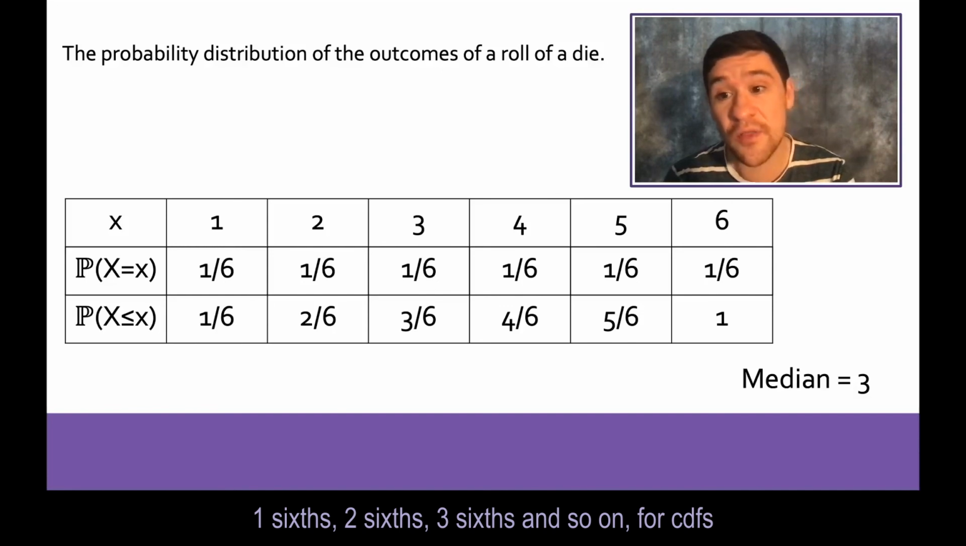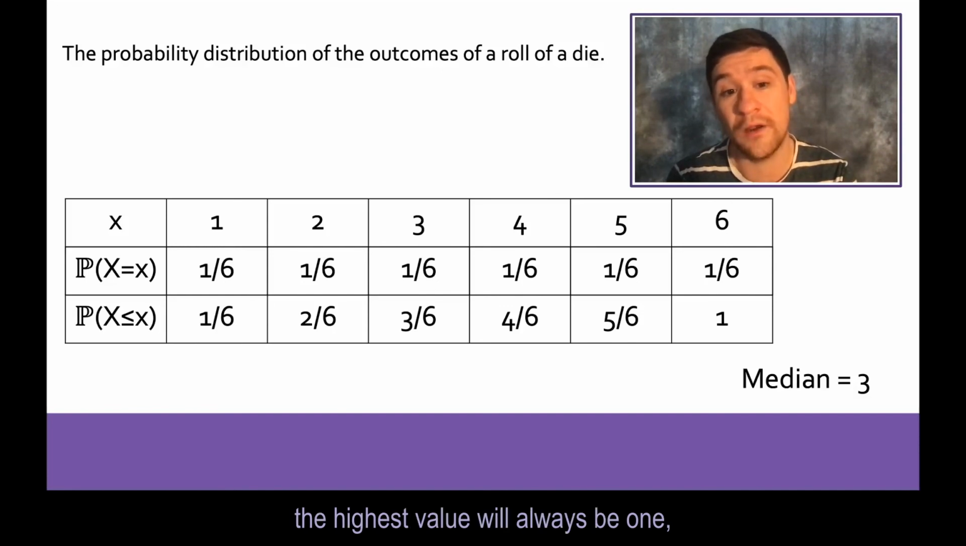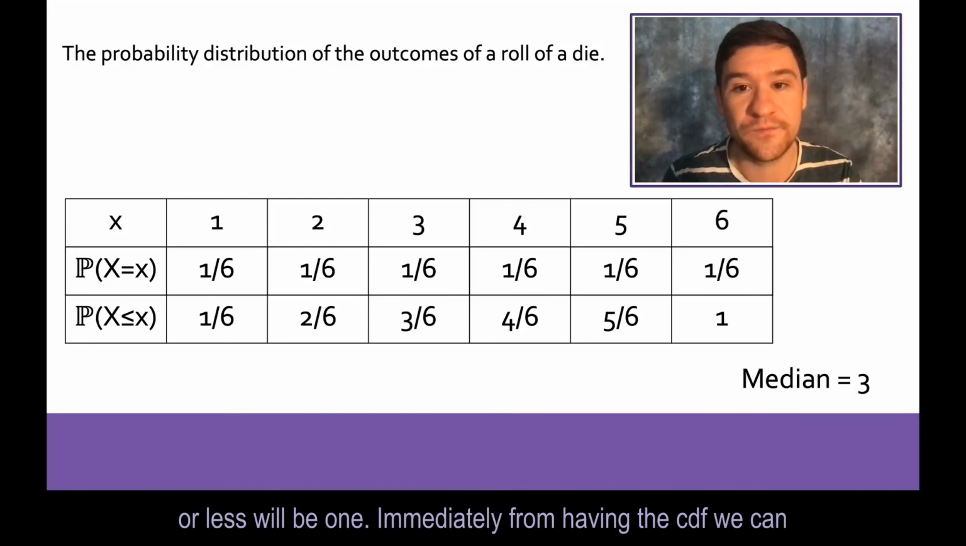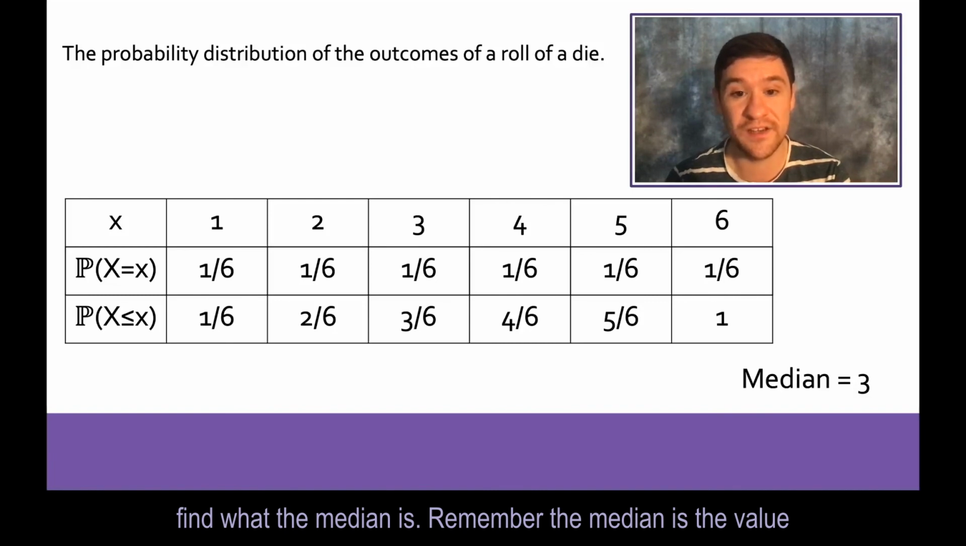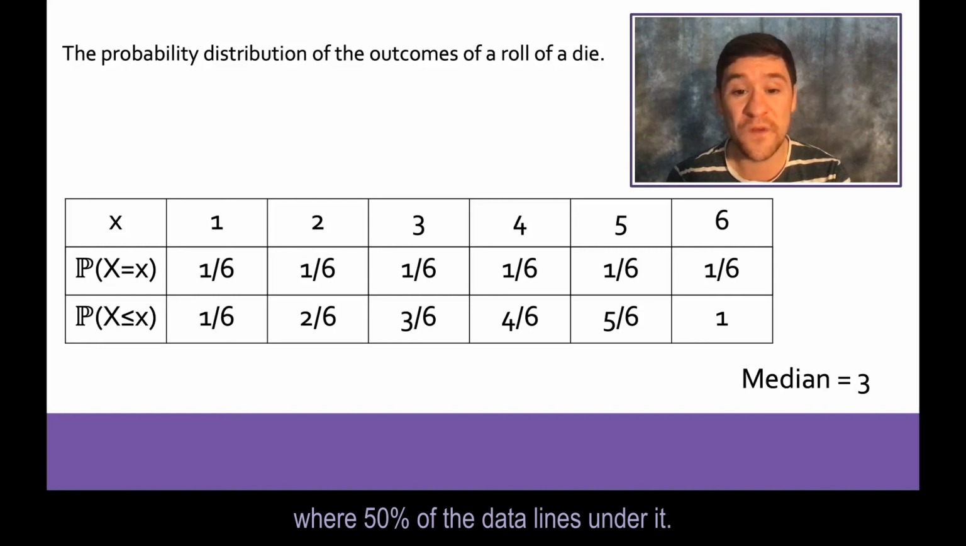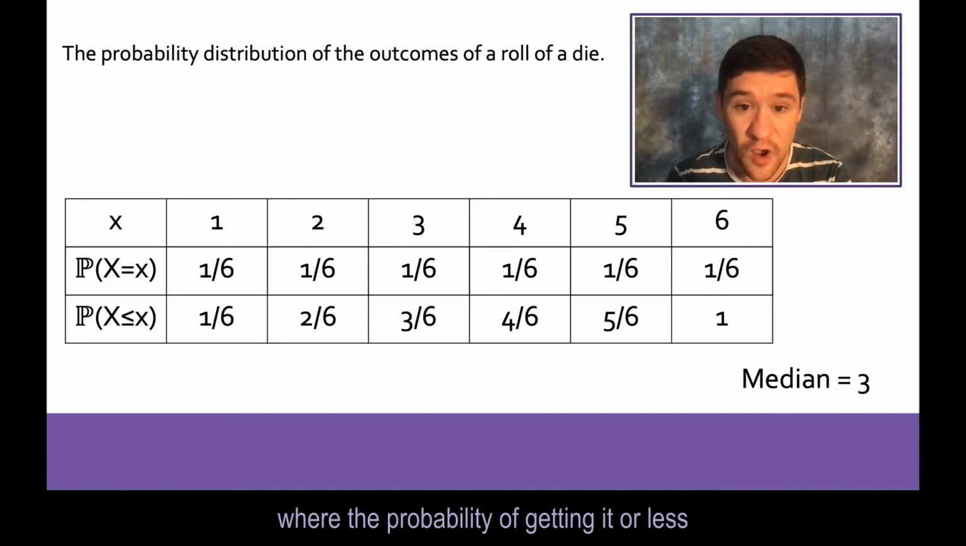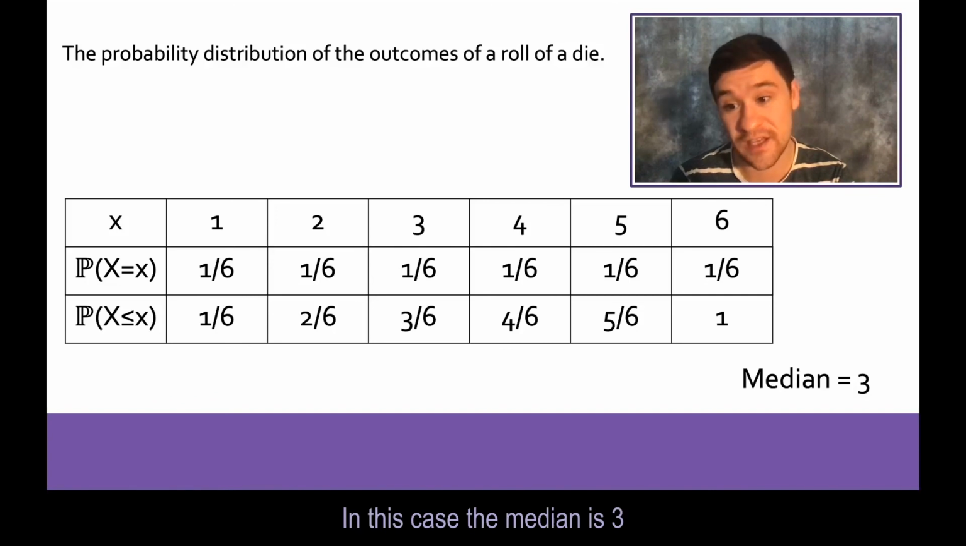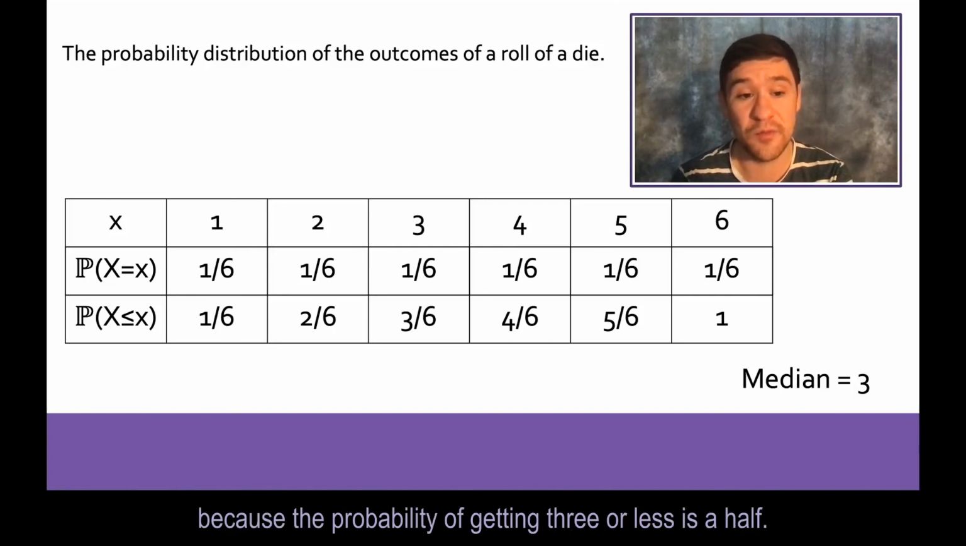And the CDF, the highest value will always be 1, because the probability of getting the highest value or less will be 1. Immediately from having the CDF, we can find what the median is. Remember, the median is the value where 50% of the data lies under it. So here it's the value where the probability of getting it or less would be 50%, or a half. And in this case, the median is 3, because the probability of getting 3 or less is a half.